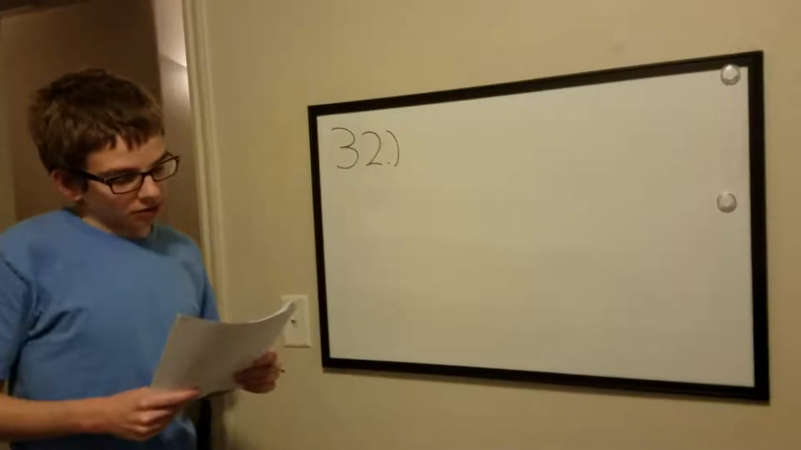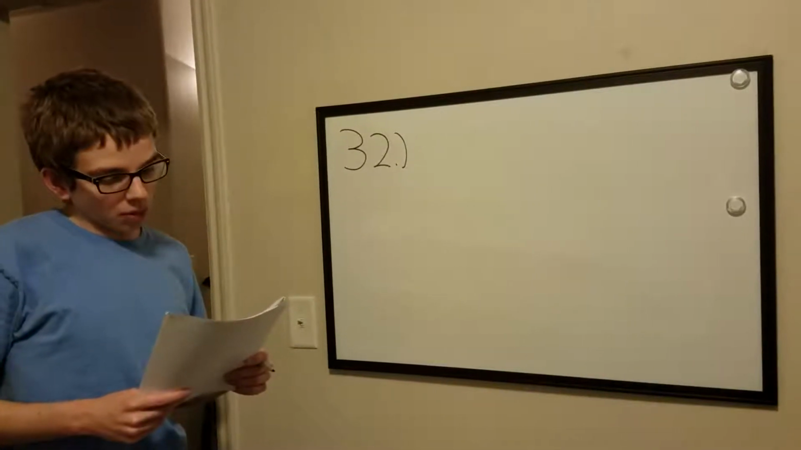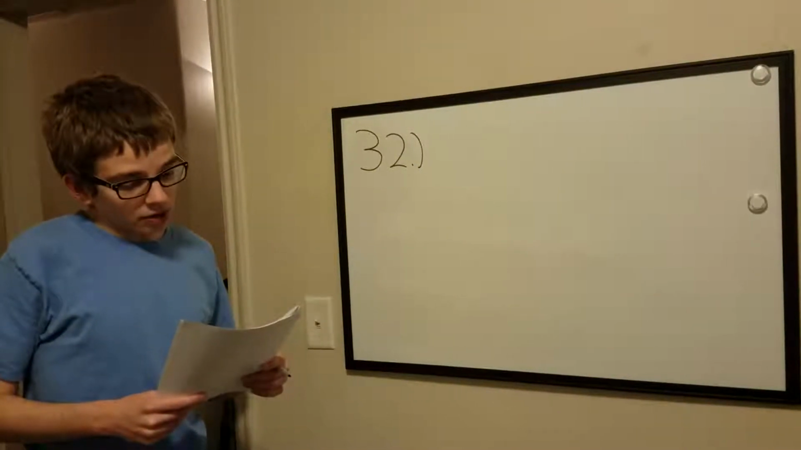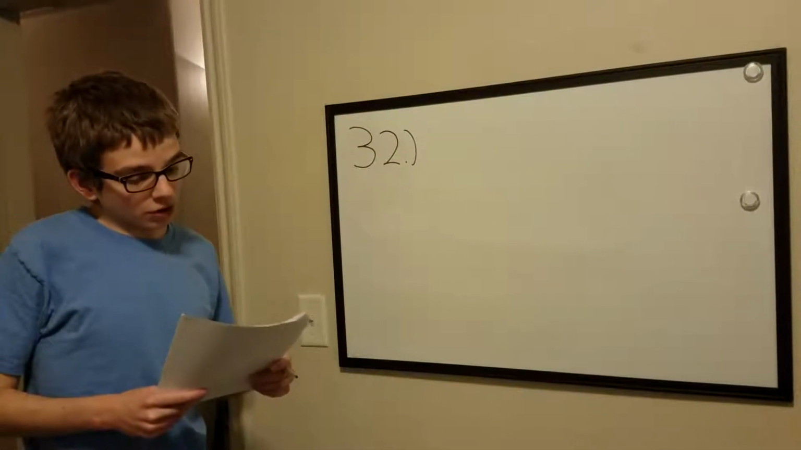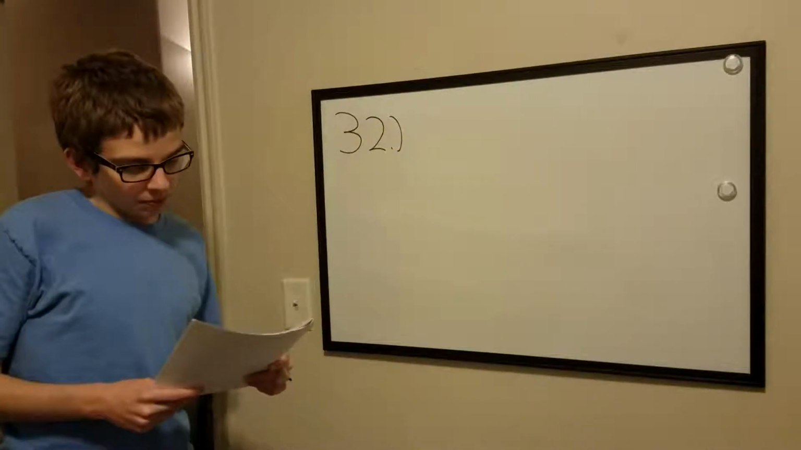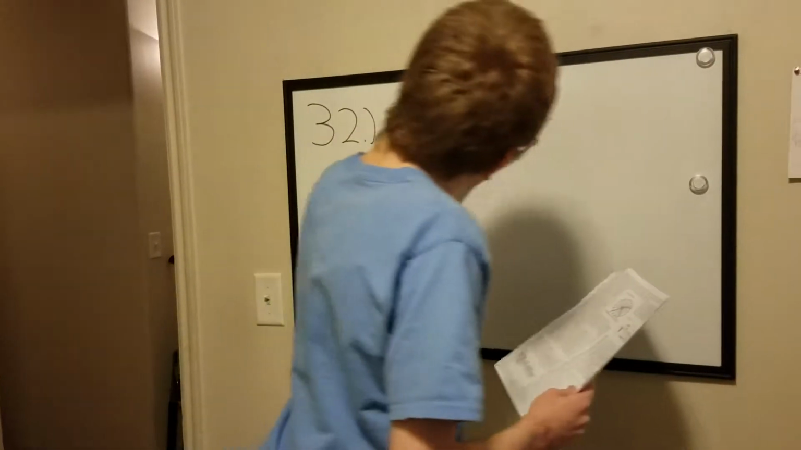One rows a boat at a constant speed of 4 kilometers per hour relative to the water, while the other walks on the shore at a constant speed of 4 kilometers per hour. The velocity of the river is 2.8 kilometers per hour in the direction from A to B. So the question is, how much time does it take each person to make the round trip? So first, let's draw the diagram that is provided.